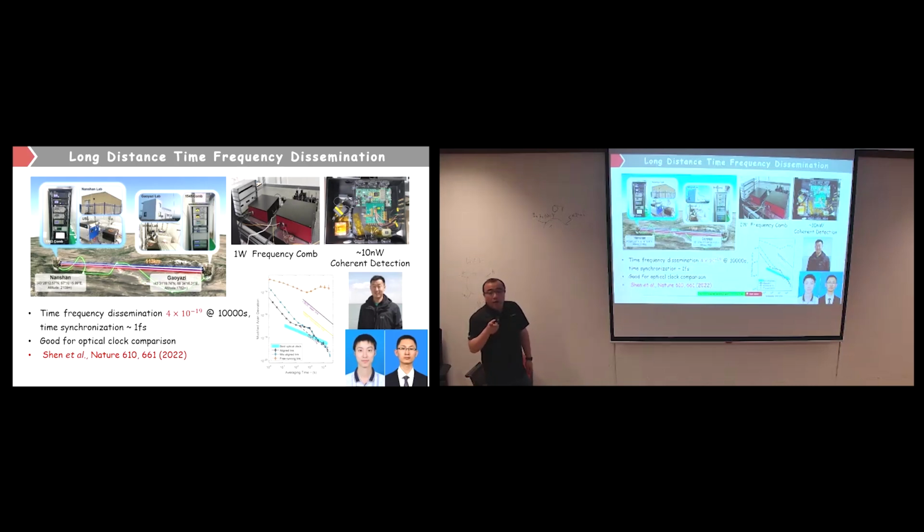Our ground station for this purpose will have a 1 meter telescope. Your telescope is a little bit smaller, about 300 millimeters, so you probably need a higher power laser. But I think it's still possible. So in that sense, if you have a good optical clock, we can do the clock comparison between China and Singapore.